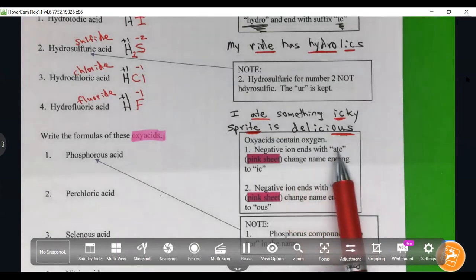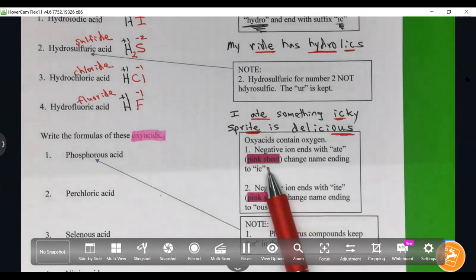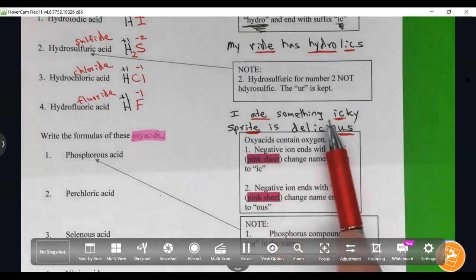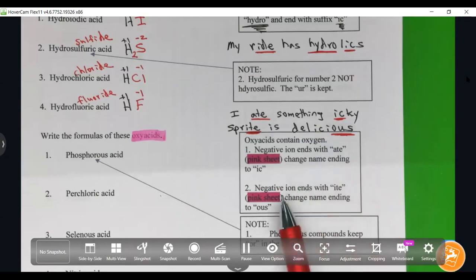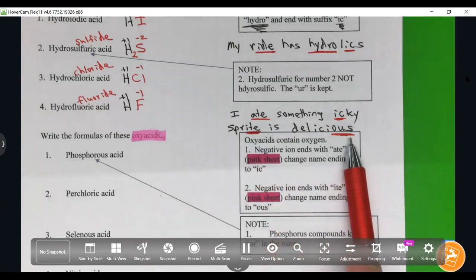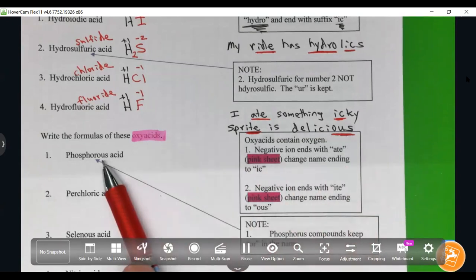So if the negative ion ends in ATE from the name on the pink sheet, then you're going to name the acid as ending in ic, or ate to ic. And if the negative ion ends in ITE from the pink sheet, then the name for the acid is changed to OUS. Or Sprite is delicious. So here you see OUS.